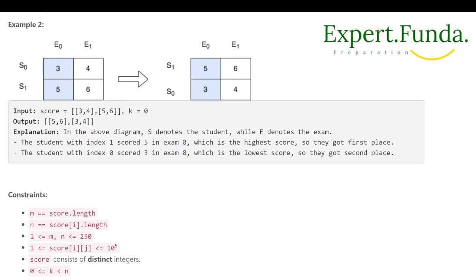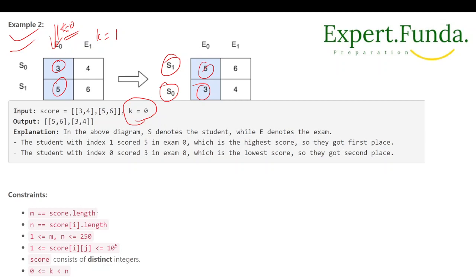So in example 2, in the same way we have been given example 2, and K is equal to 0. So based on the first row we have to see, because K is 0, so we'll understand from K equal to 0, this is 3 and this is 5. So S1 will go up and S2 will come here, because 5 is greater than 3. That's all for understanding the example.